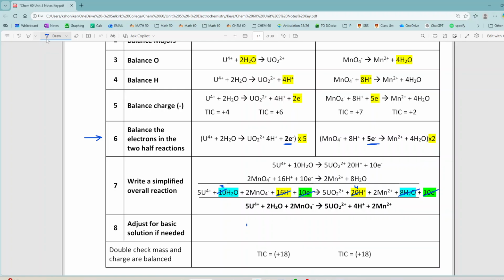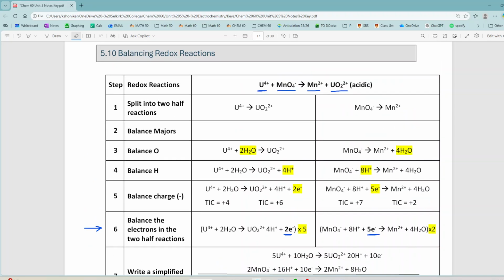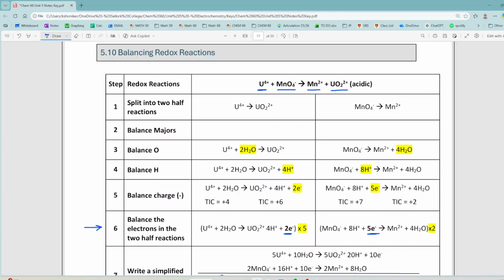Awesome. Then if the question asked you to adjust for basic, you would. Now the one that I gave as an example just said balance acidic, so I'm going to stop there, but there will be some that we have to balance in basic.